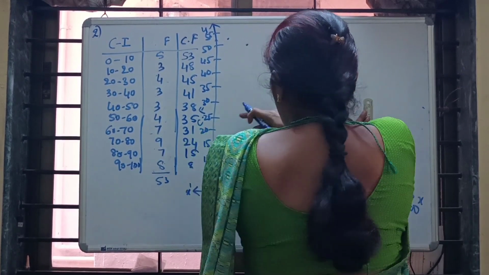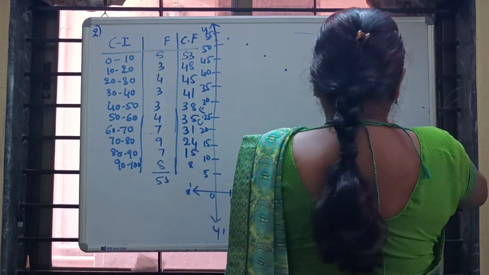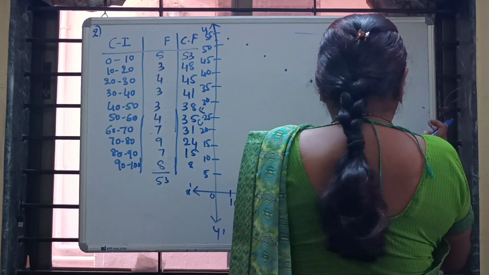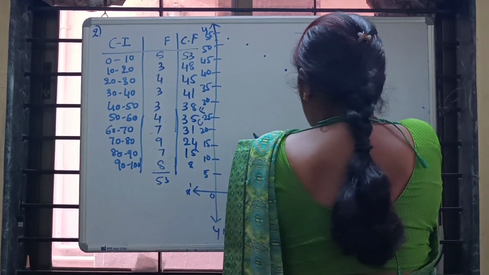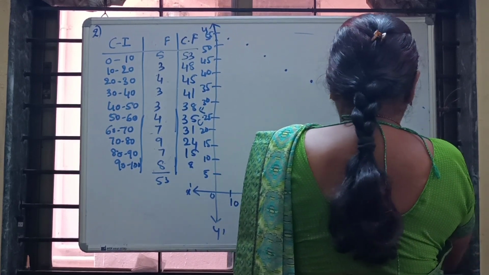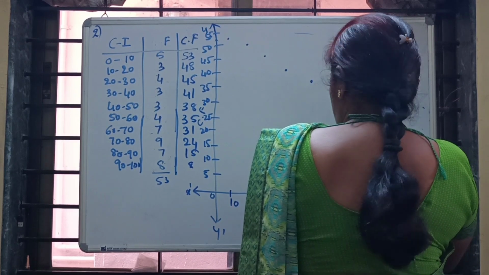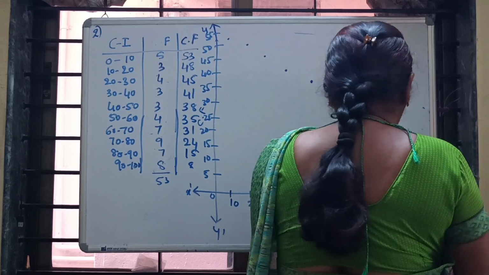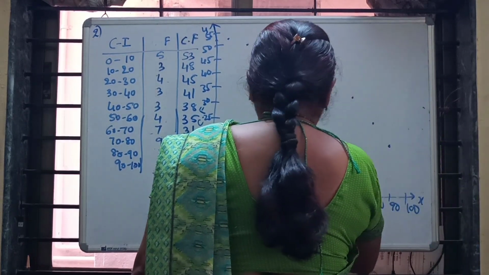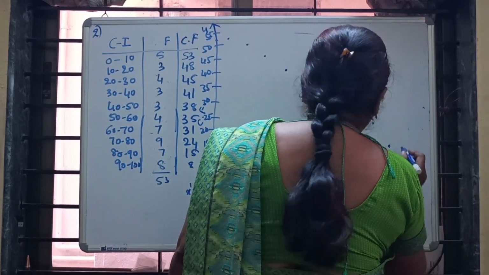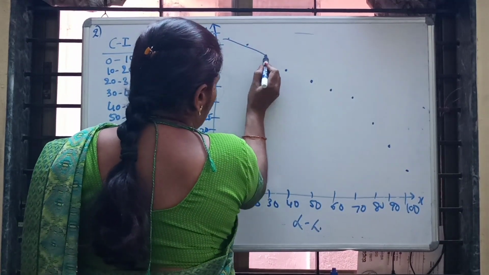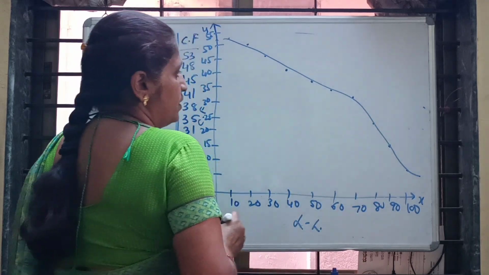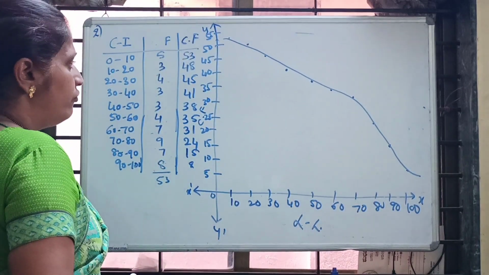24. 24 is less than, here it is. After 24 it is 15. 15 is here. Then it is 8. So your more than type of ogive comes like this. Check. This is the more than type of ogive.